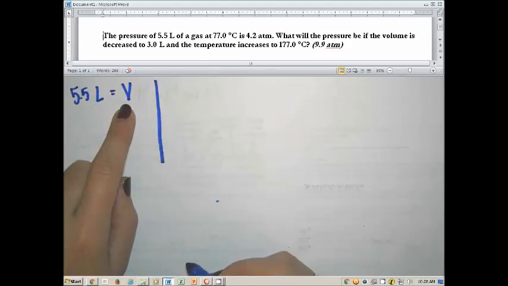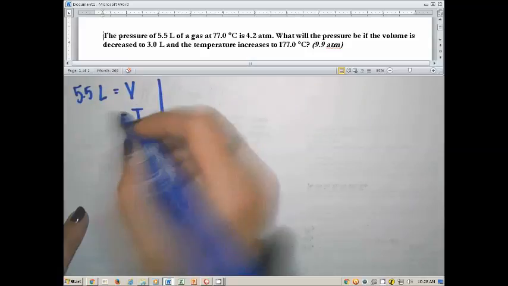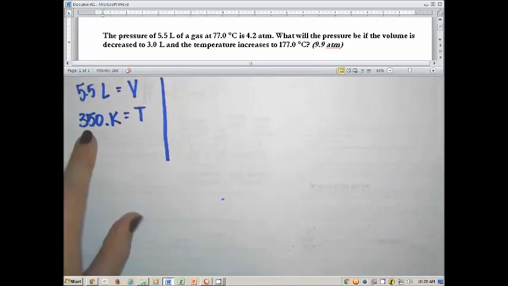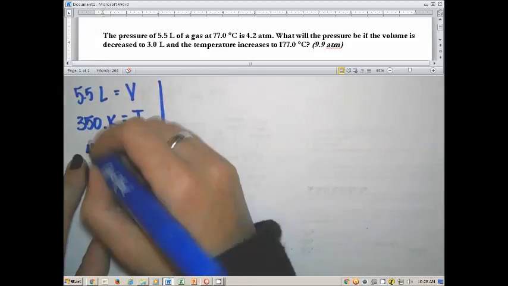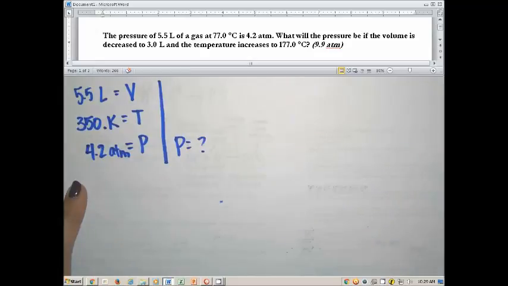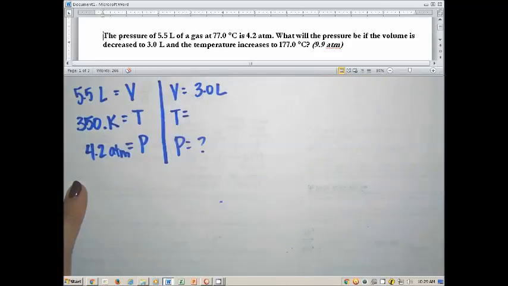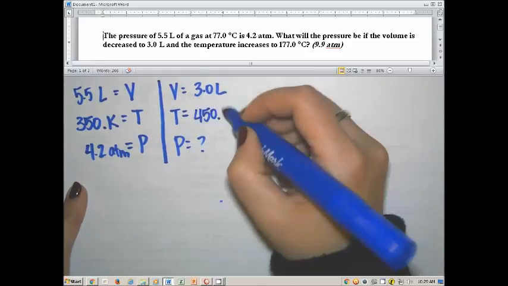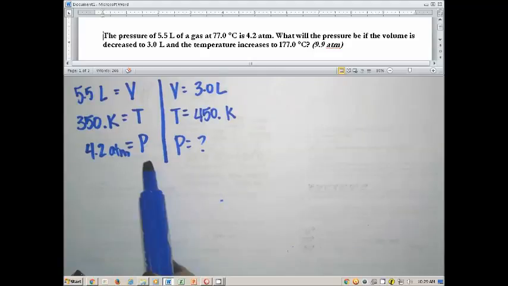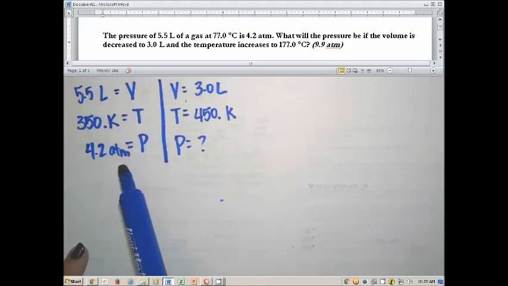It is at 77 degrees Celsius or centigrade, which means that I have a temperature of 350 Kelvin. If you don't remember how to do that, remember I'm adding 273 to the Celsius to get here. And it tells me it has a pressure of 4.2 atmospheres. And they want to know, what will the pressure be? So the pressure is what I'm looking for. If the volume is decreased to 3.0 liters and the temperature is increased to 177, so that would become 450 Kelvin. So this time I have all of the pieces. The two problems I've worked before, I was able to take something out, but on this one I can't take anything out. My volumes are different, my temperatures are different, and I can't take out the pressure because this is what I'm seeking to find.